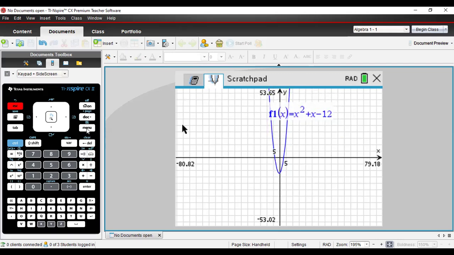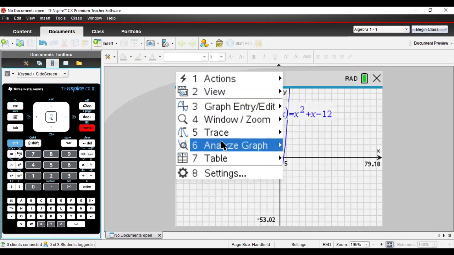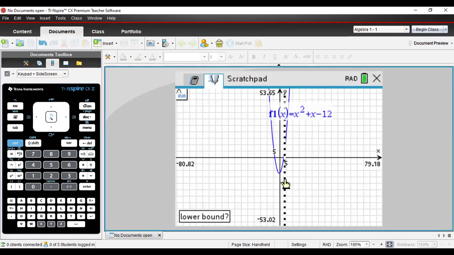I'm going to show you something. Menu 6, this one has a minimum. If I go here, notice that the minimum value is negative 12.25. So that's the bottom of the graph. But we don't care about that in this case. We just want to know the domain. So it's the X values, the vertical lines, and the answer to this is negative infinity to positive infinity.